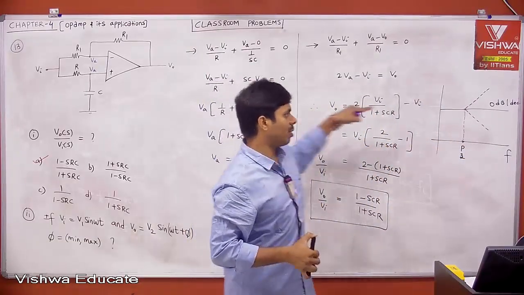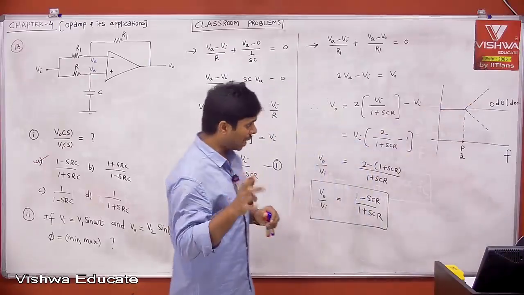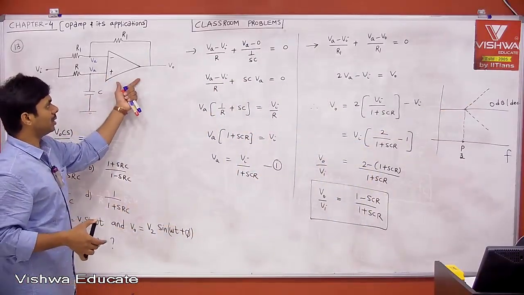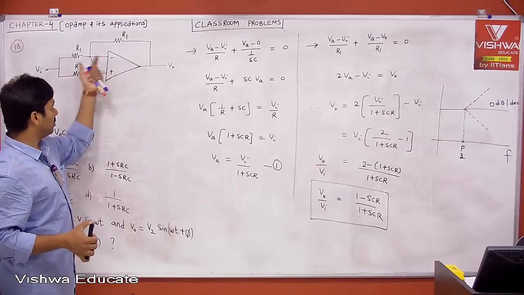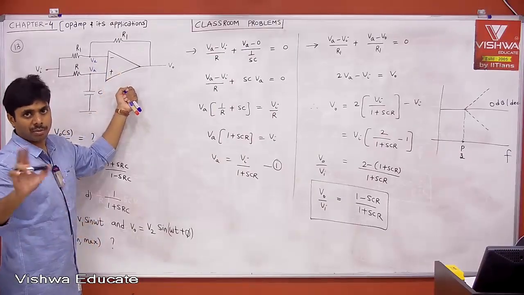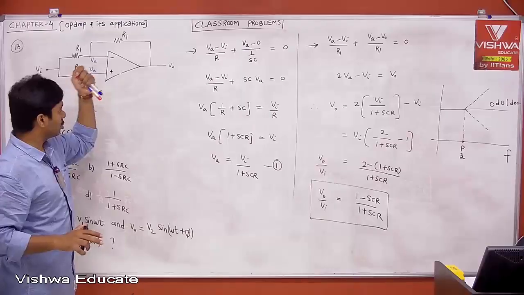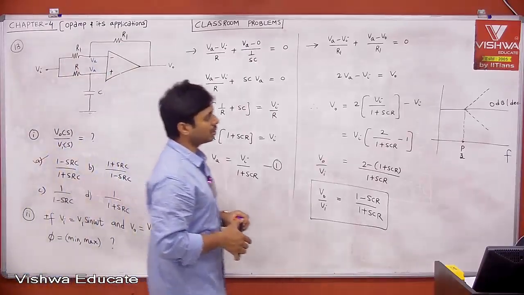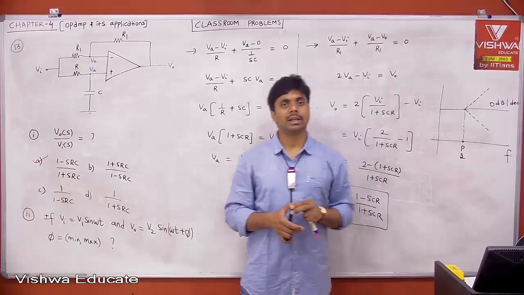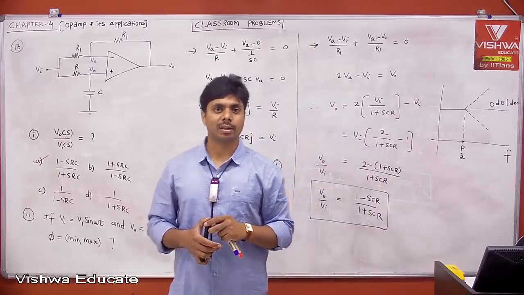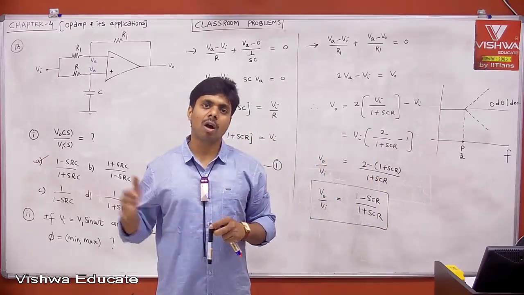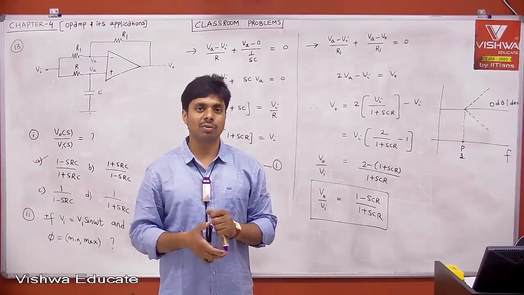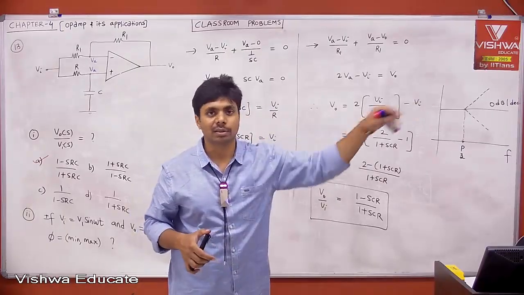Then you are getting a flat frequency response, assuming the op amp is ideal. Op amp is ideal means bandwidth is infinity, but practically it is limited by the op amp frequency response, though I am not explaining those things. Assuming the op amp is ideal, this is nothing but an all pass filter, because it is passing all signal frequency components from input to output without any attenuation. Your gain is flat.